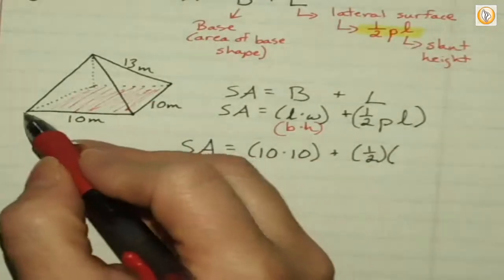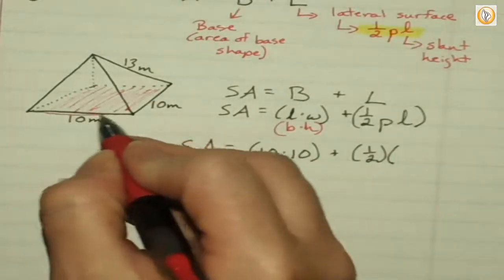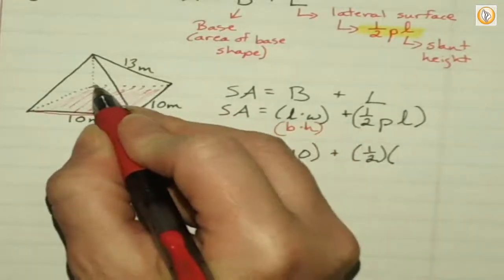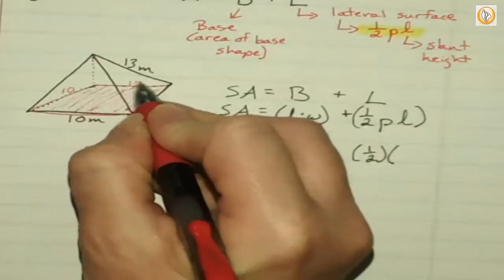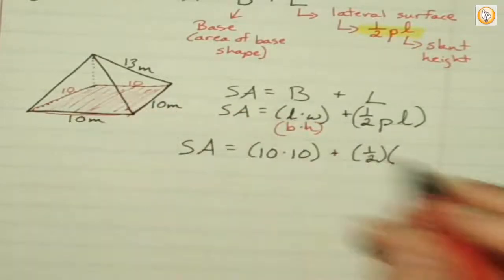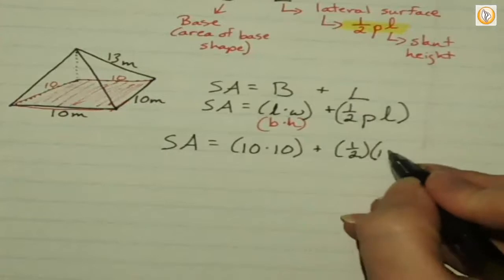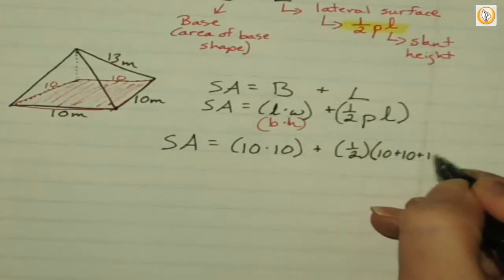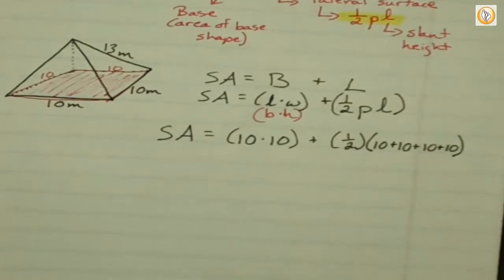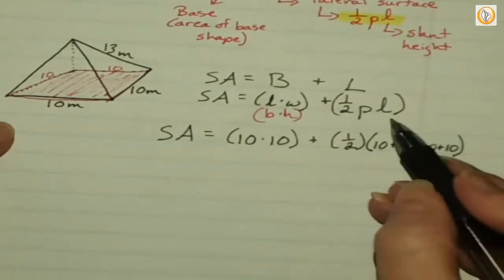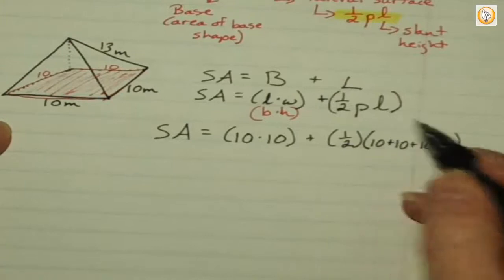Okay, so perimeter is the entire, all the lines. So this is 10 and this is 10. Perimeter is all the way around, okay? So we have 10 plus 10 plus 10 plus 10. You see that? Okay, and the last thing, we're multiplying it by the slant height.